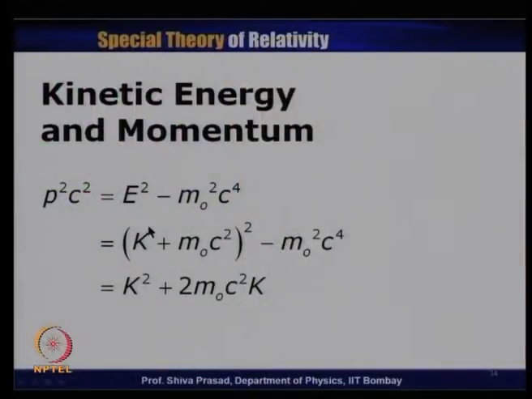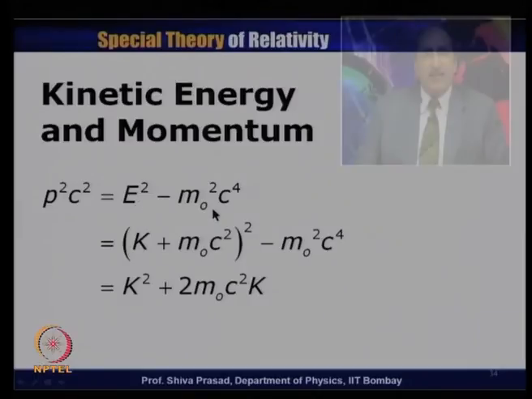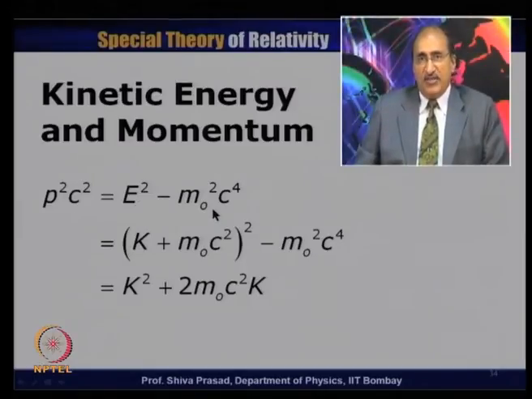Similarly, I can find out a relationship between kinetic energy and momentum. Though kinetic energy has no very special meaning in relativity, many times we talk in terms of kinetic energy. So, if we are interested in finding out a relationship between kinetic energy and momentum, that also I can do. So, this becomes p squared c squared equals E squared minus m naught squared c to the power 4. The same equation I have written in a slightly different fashion.